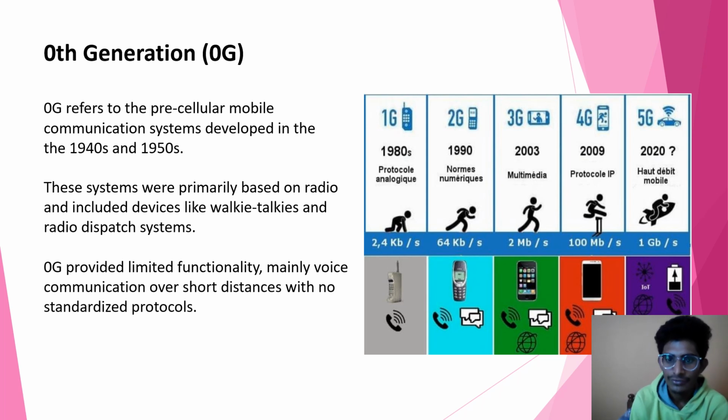In 2G we have a speed of 64 kbps. In 3G we are getting 2 Mbps. In 4G we are getting 100 Mbps, but in 5G we are getting 1 Gbps, more than 1 Gbps. I am using a 5G mobile, and I got about 40 Mbps. Only that much I observed in the range.